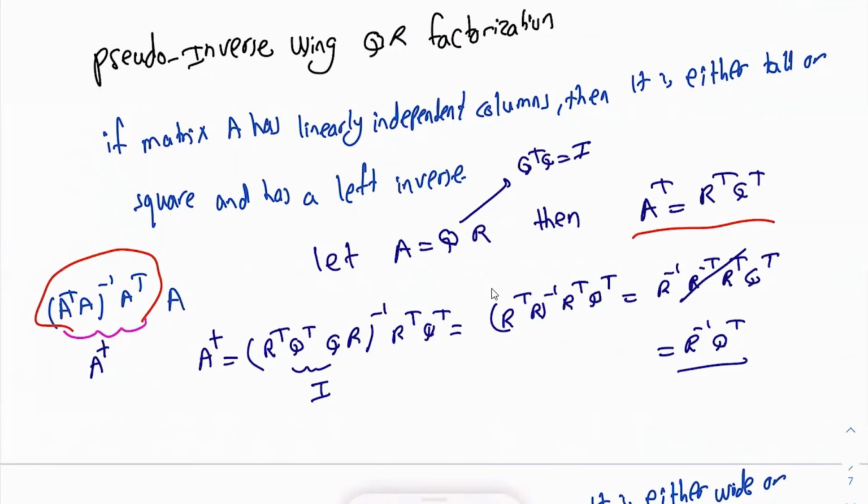You get R transpose Q transpose Q R, these two become identity. You get R transpose R inverse times R transpose Q transpose. Right. So you get this. But you can simplify this further using properties of inverse. This becomes R inverse, R negative transpose, R transpose, Q transpose. But these two cancel out. So you will end up with R inverse, Q transpose. Okay, so that's how we calculate the pseudo inverse using QR.